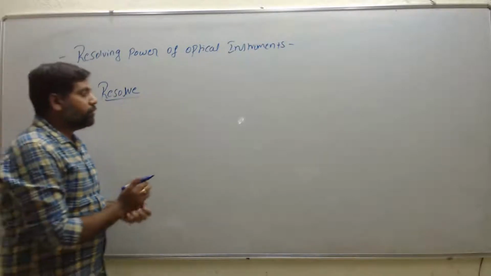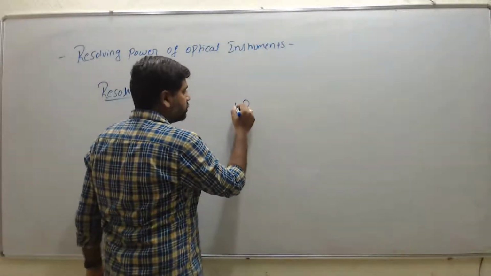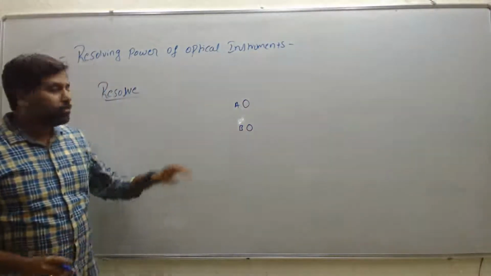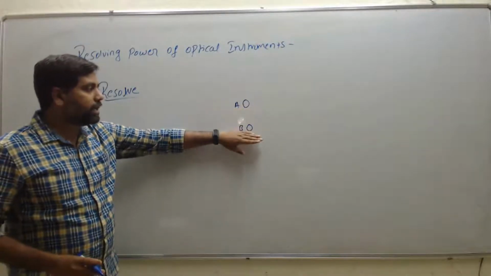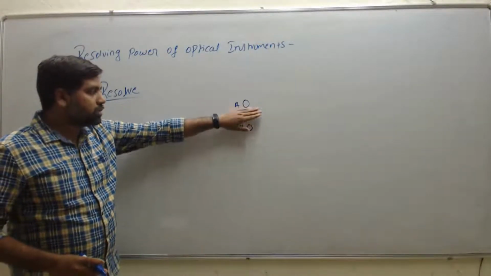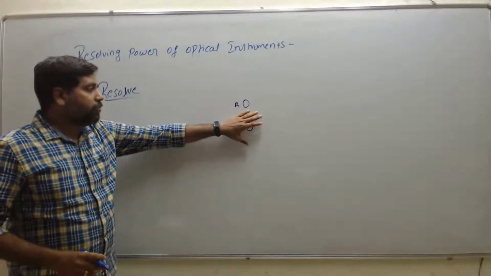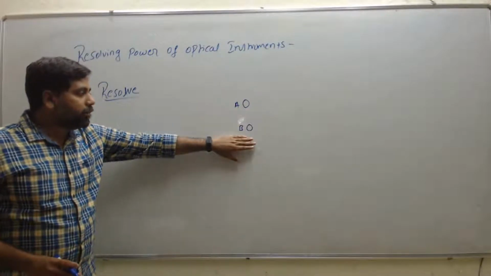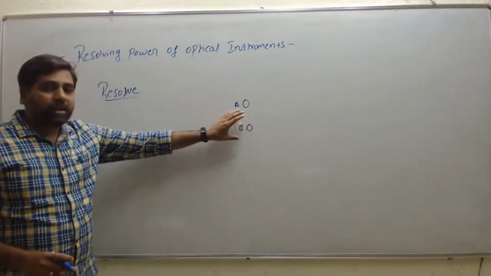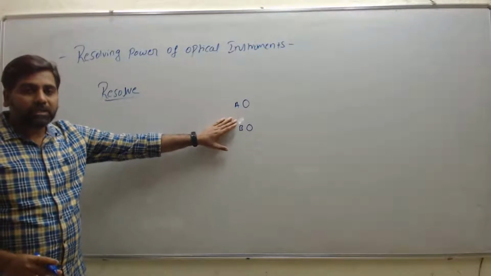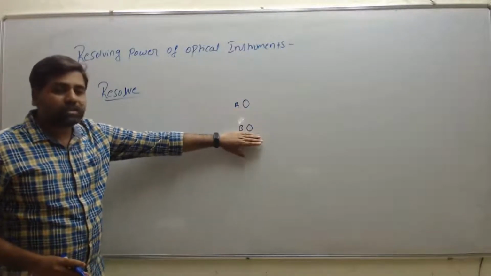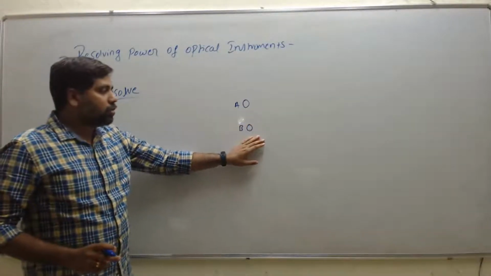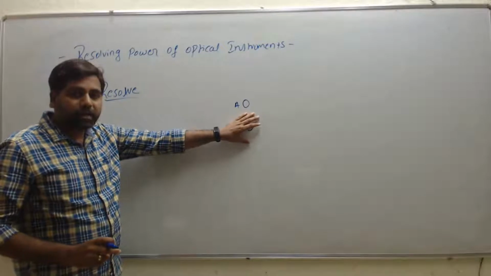For that, if we consider two point objects, this one is one object and this one is the other object. So these two objects are close to each other, right? Then when we say that these two objects are resolved, it means these objects are independently seen through our naked eyes or through an optical instrument. Then we say that these two objects are resolved.